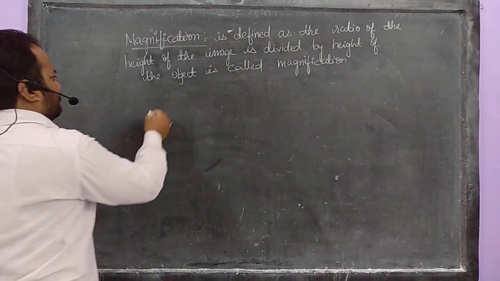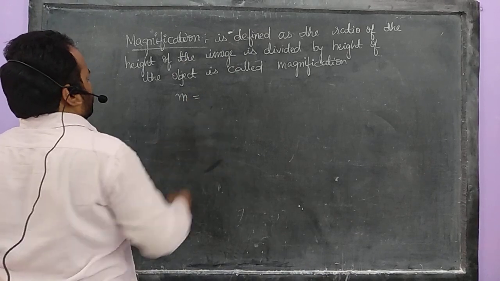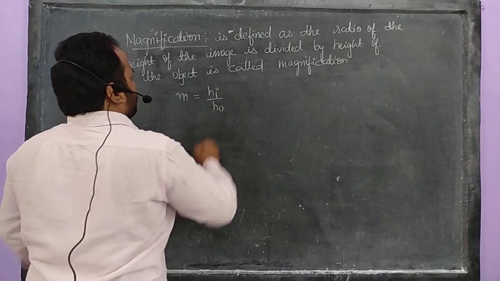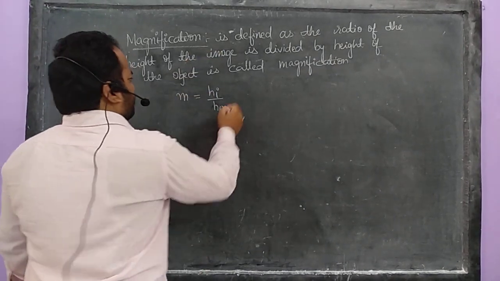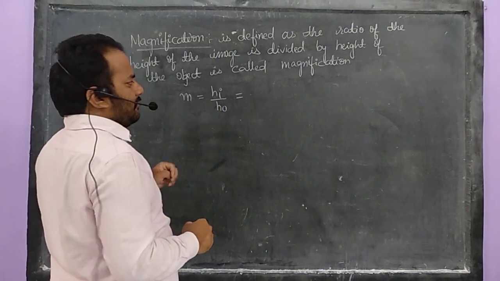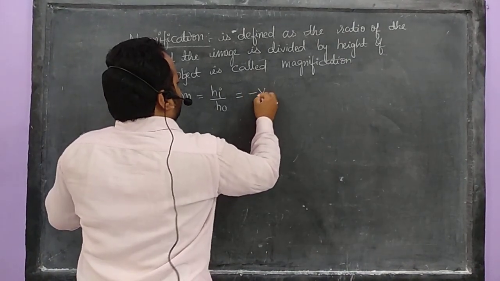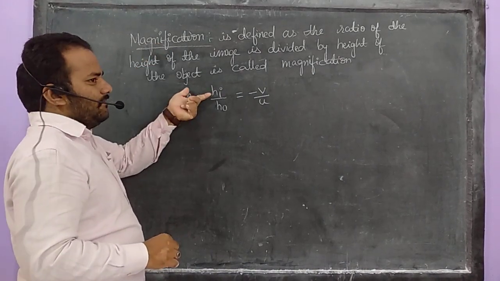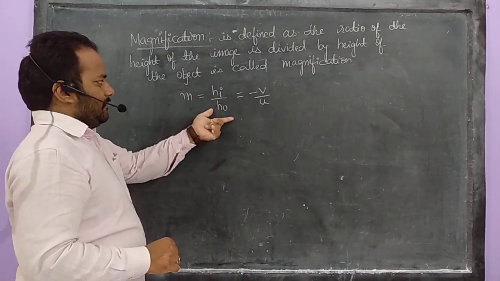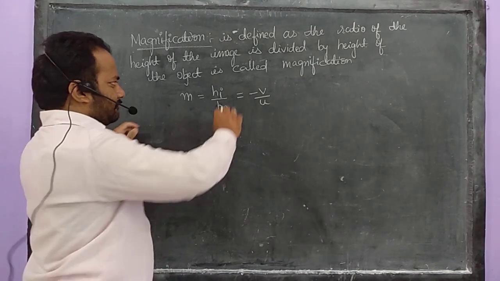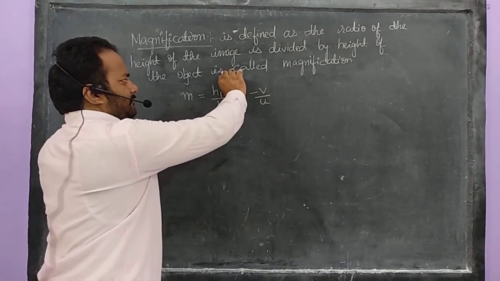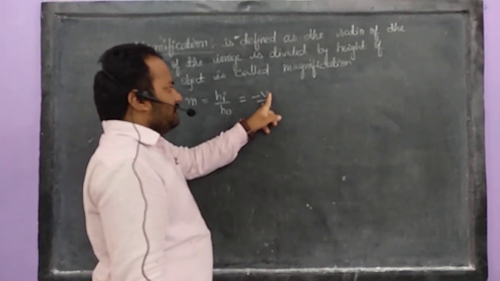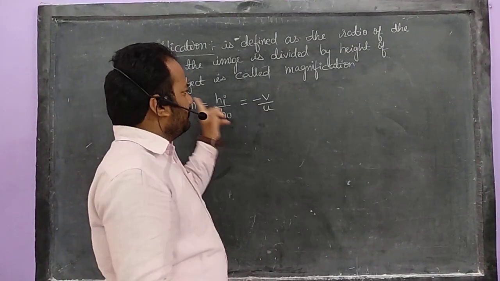But how should we write this formula? Small m stands for magnification. hi by ho means height of the image divided by height of the object, which equals -v/u. Small m represents magnification, hi is the height of the image, ho is the height of the object, v stands for image distance and u stands for object distance. That we have to prove.